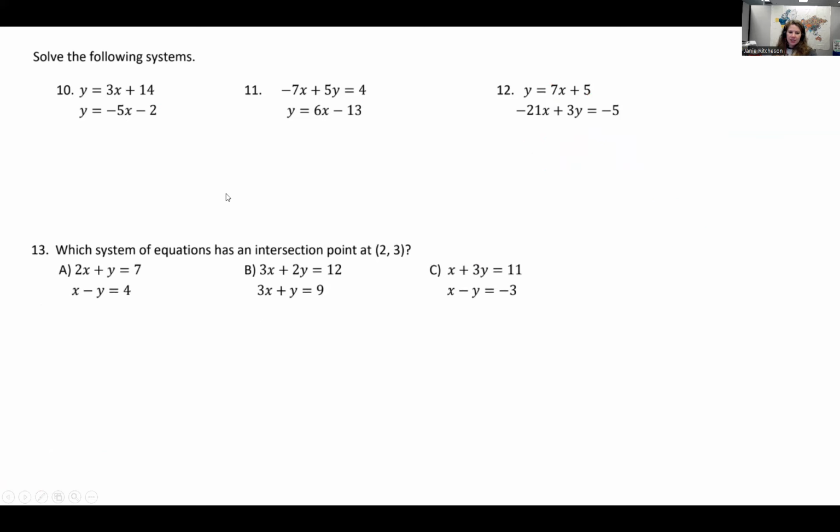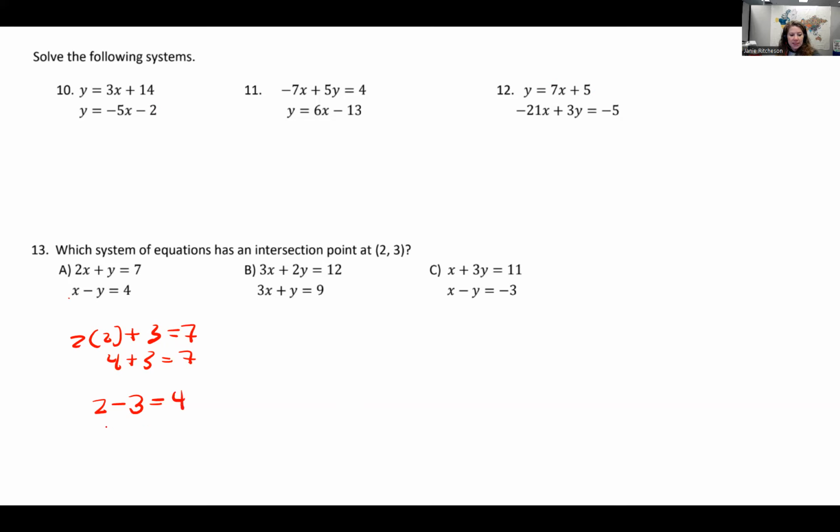Which system of equations has the intersection point at (2, 3)? Well, that means I'm going to plug in 2 for x and 3 for y and see which one gives me a true statement. So letter A, I'm going to multiply 2 times 2, and y is 3, equals 7. Well, 4 plus 3 equals 7. That is true.